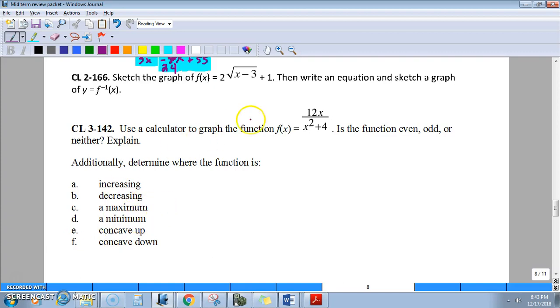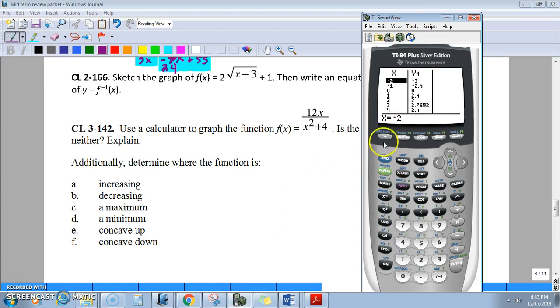All right, you guys, so 142 says use a calculator to graph this function, so I already put that in there. 12x divided by x squared plus 4. Make sure the denominator is in parentheses when you graph it. Looks like this. Is it even, odd, or neither?